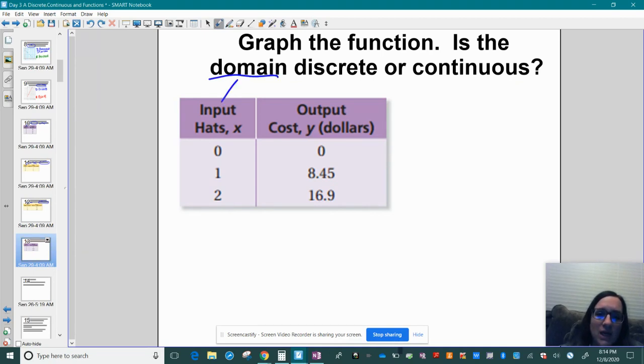Okay, so we're domain, our x, our input, hats. Can you buy half a hat? No. Be careful, these are decimals, but they're asking is the domain discrete or continuous? And it is, in fact, discrete, not continuous.